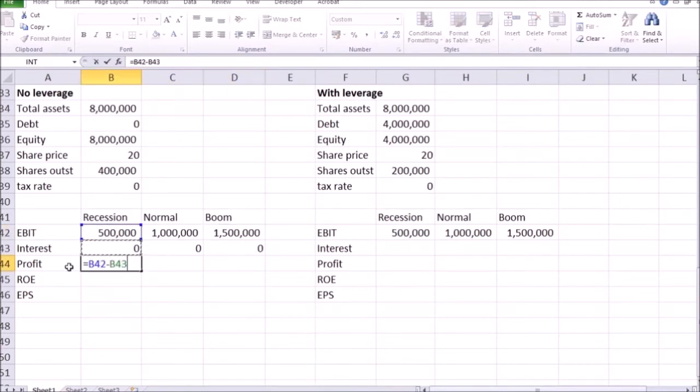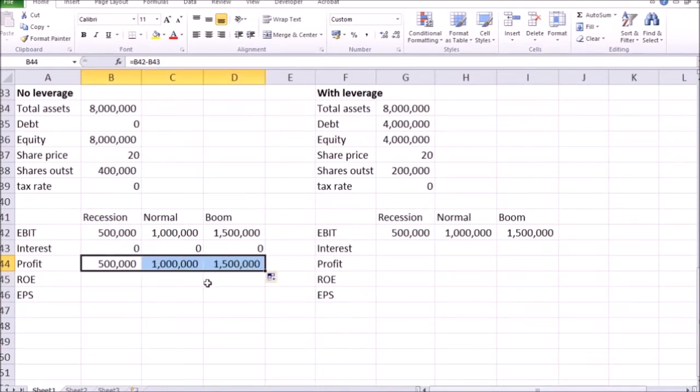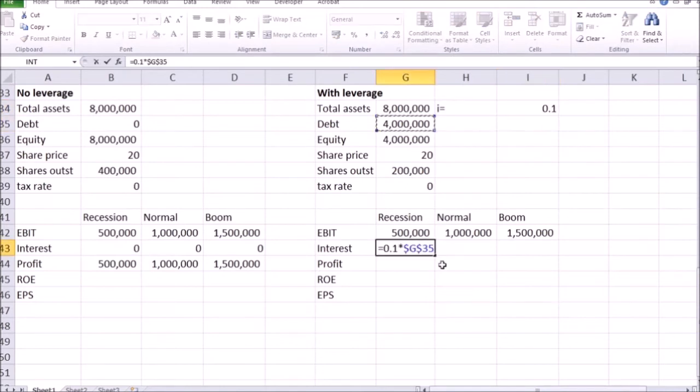Net income, profits with zero tax, is simply going to be EBIT minus the interest minus the tax, which is zero in this case. So for the company with no leverage, net income is the same as EBIT. Oh, I forgot to mention, let's say interest is going to be equal to, say, 10%. So 10% of debt is our interest, and I'm going to use a fixed reference here. And again, with no taxes, net income or profit is simply EBIT minus interest minus zero tax.